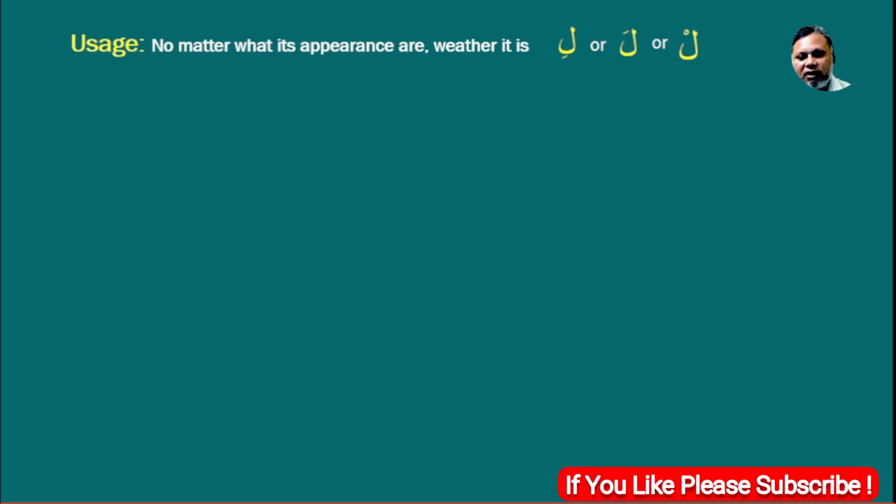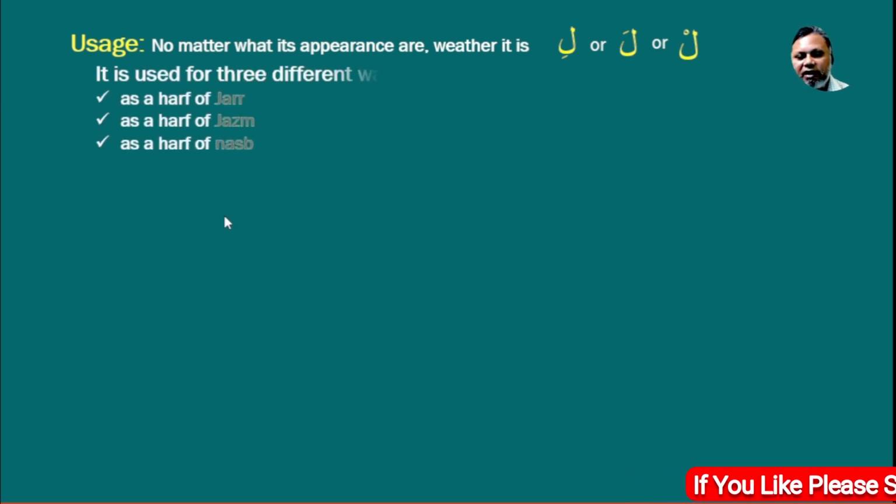Now we will see some main uses of li. It doesn't matter whether it is li, la, or lam with sukun. This particle is normally used as a harf of jar, used as a harf of jazm, and used as a harf of nasab. In three cases it can be used, but mostly it is used as a harf of jar. But it can also be used as a harf of jazm and harf of nasab as well. How? Look at this.